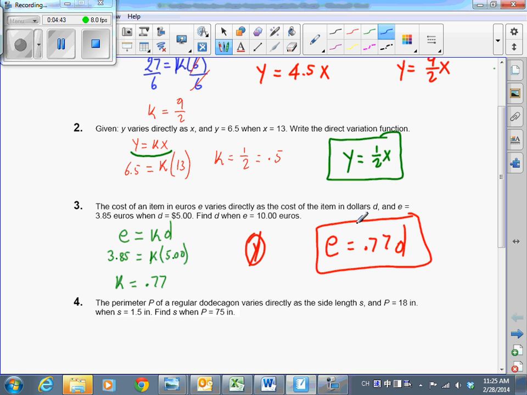Now that we have the equation, let's go ahead and answer the last question. It says, find D when E is equal to 10 euros. In other words, what do I plug in 10 for? E. Find D when E is 10 euros. So E is 10. So I will say 10 is equal to 0.77D. Divide both sides by 0.77 and you get D is equal to what? 12.98.